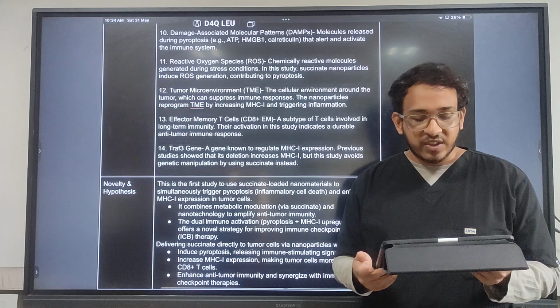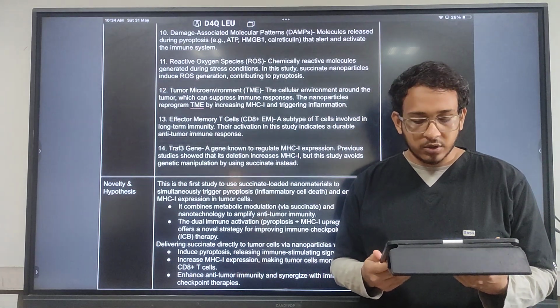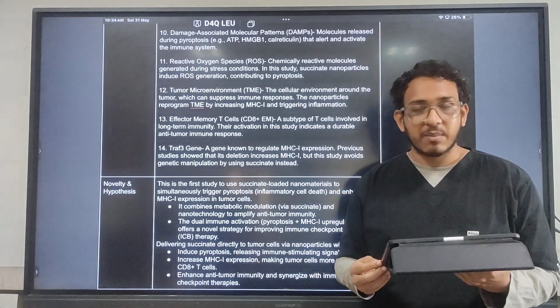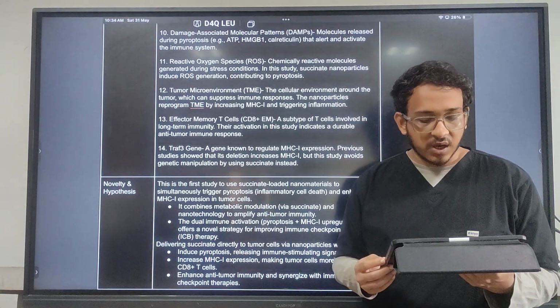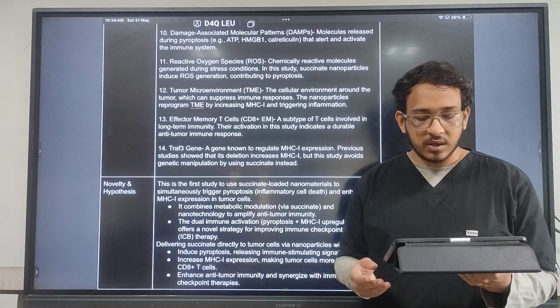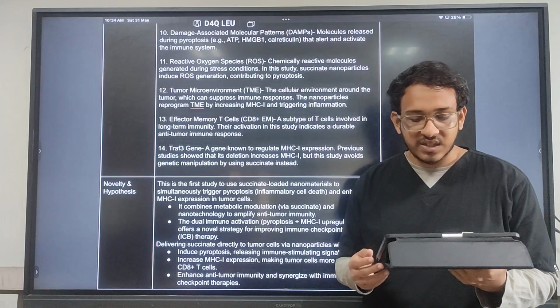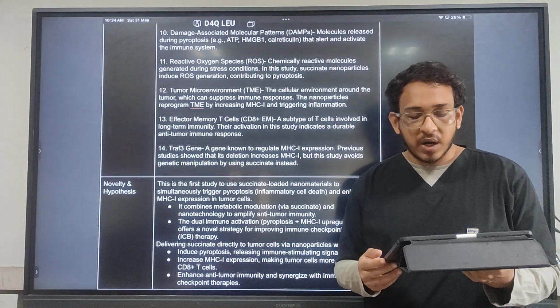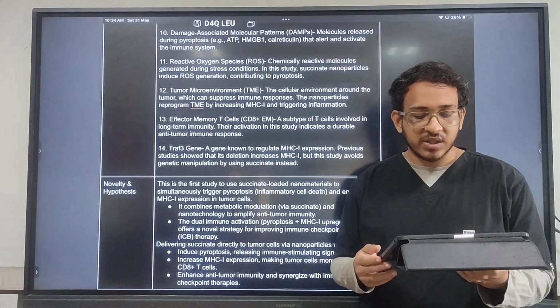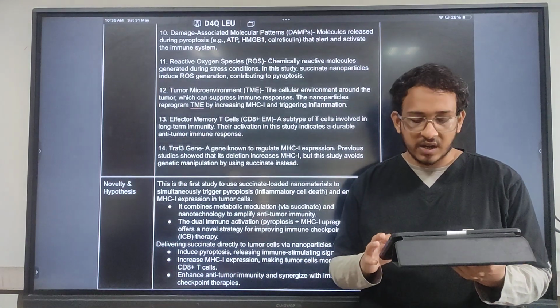The TRAF3 gene is also known to regulate the MHC1 expression. Previous studies have shown that its deletion increases MHC1 expression, but this study avoids genetic manipulation by using succinate instead.